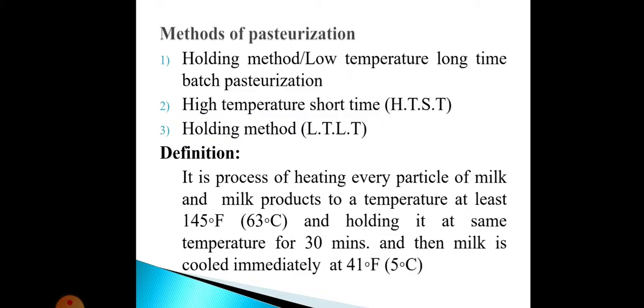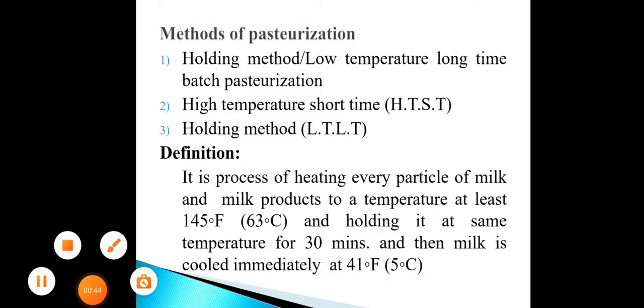So the first is the holding method, that is low temperature long time batch pasteurization, and the second one is the high temperature short time, that is the HTST method. The third one is the holding method, that is the LT method, means low temperature long time method. Definition we have already seen in the last lecture.